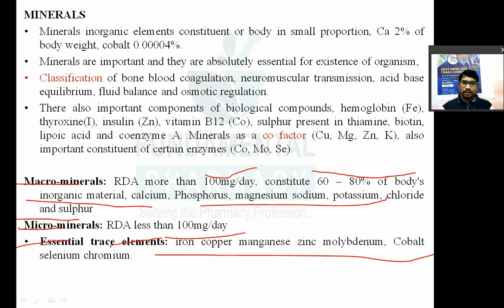So iron, copper, manganese, zinc, molybdenum, cobalt, selenium and chromium. Since the quantity required is less, they are called essential trace elements. Essential, but they have essentiality. Iron is required for the production of your hemoglobin. Copper is also essential for certain metabolic reactions. Manganese is also there. Zinc is also required. Molybdenum, selenium, chromium. Selenium acts as an antioxidant.